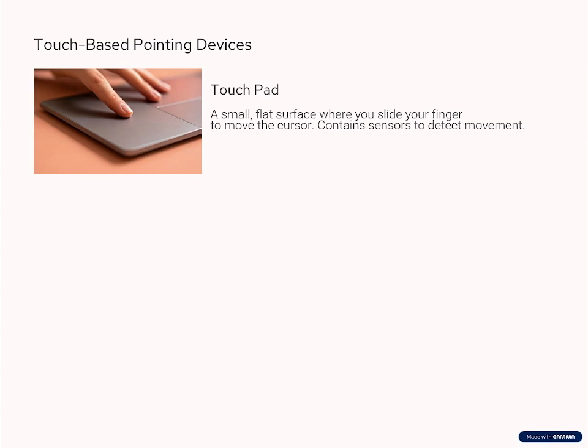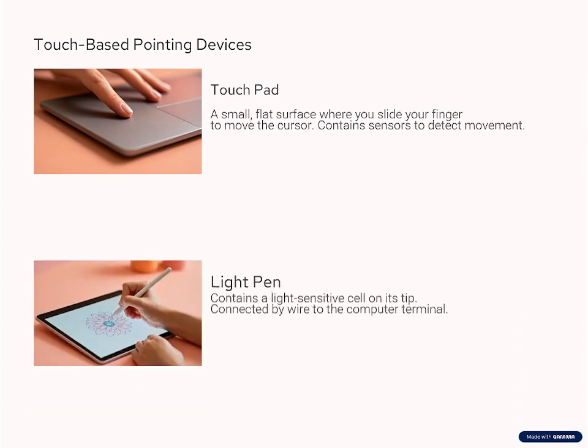the area where we operate. So most laptops don't have the normal traditional mouse, but they have what we call the touchpad or the trackpad, whereby we can move the cursor using our own fingers and hands. It is just a small flat surface area where you slide your finger to move the cursor, and it contains the sensor to detect the movement.